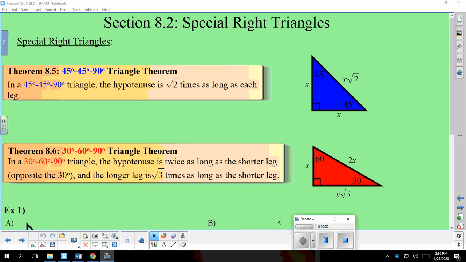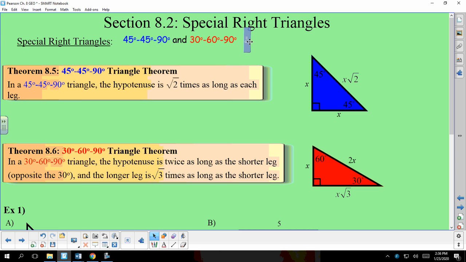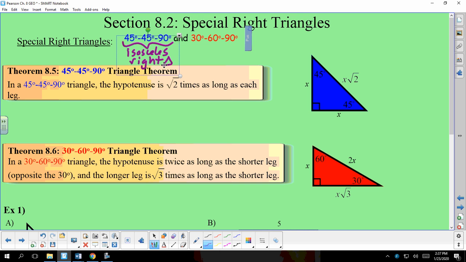This video is on solving special right triangles. Special right triangles are triangles that have measures of 45, 45, 90, and 30, 60, 90. This one right here is an isosceles right triangle. Let's visit that one first.